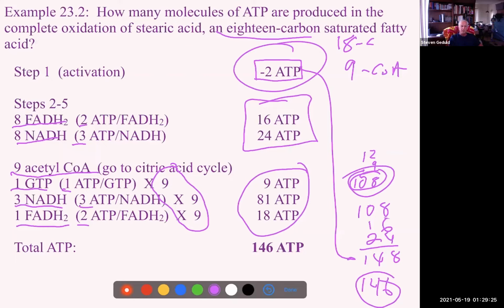So 146 ATPs are produced for every stearic acid that's broken down. Remember, that's just 1 fatty acid on the triglyceride. There's 2 more, because there's 3 on each glycerol molecule. So it's a very efficient way to store energy that we can produce for ATP when the body needs it.